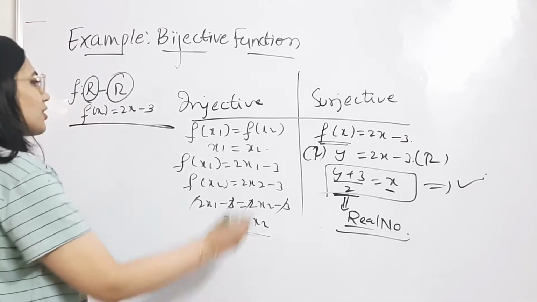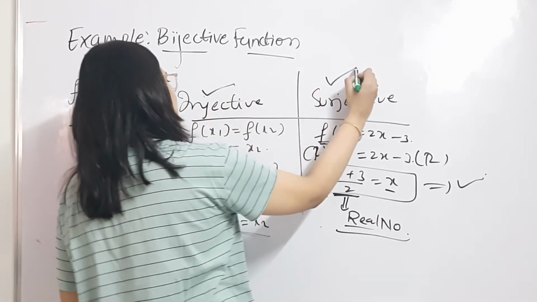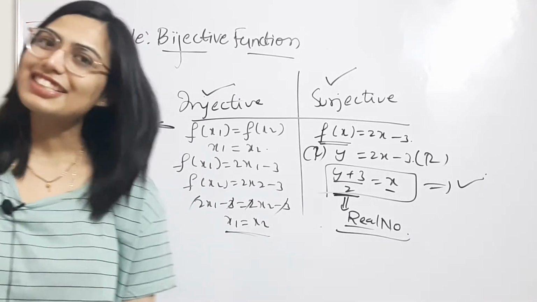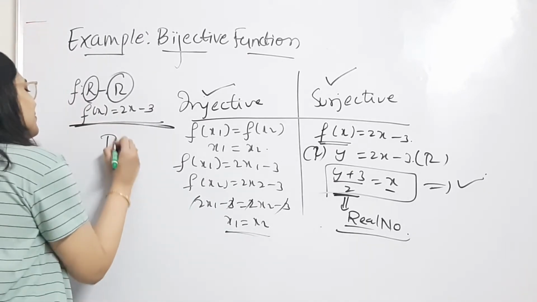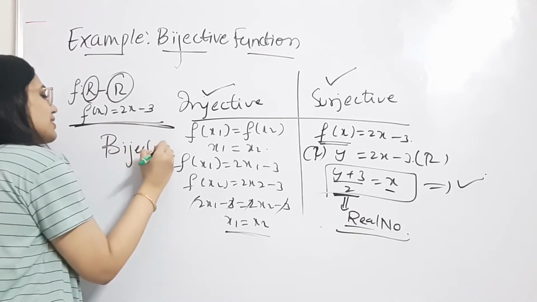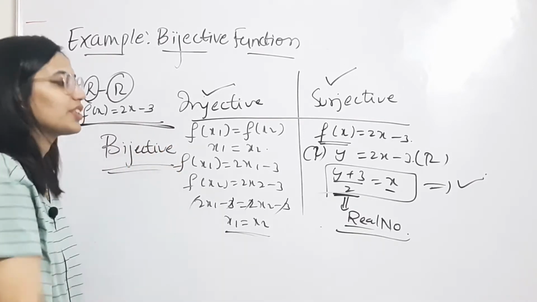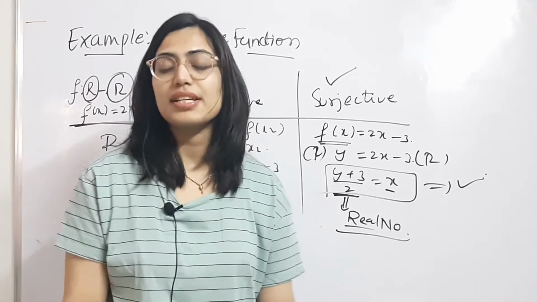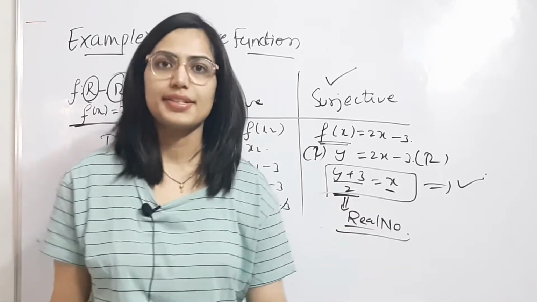We are getting everything within the codomain that we have defined. So in short, because this is injective and surjective, can you not say that f of x is equal to 2x minus 3 is a bijective function? Yes. Hence, this is how you show whether a function is bijective or not. This can be applied to all other problems as well, but this is the basic that you need to understand.